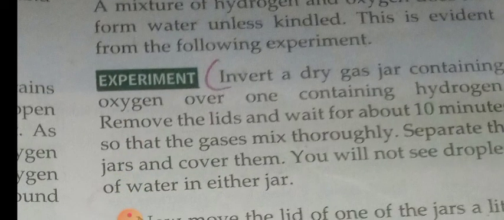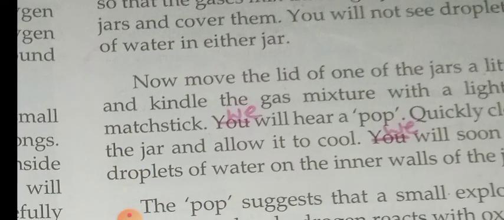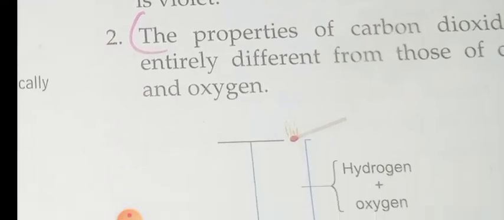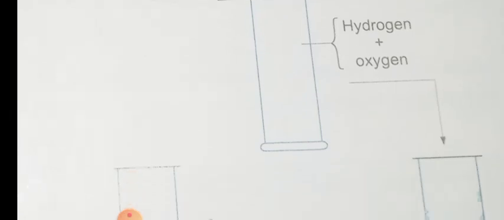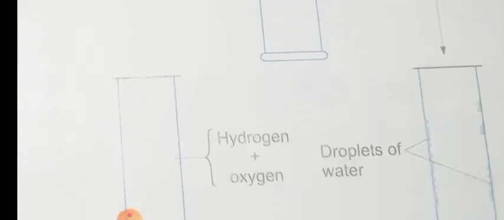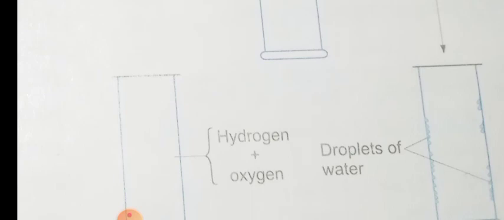The next compound is water. Water is a combination of hydrogen and oxygen. So how can we show this? Do an experiment. Invert a dry jar containing oxygen gas over the one which contains hydrogen gas. Remove the lids and wait for 10 minutes so that the gases mix thoroughly. The two gases present in the two individual jars will mix thoroughly.